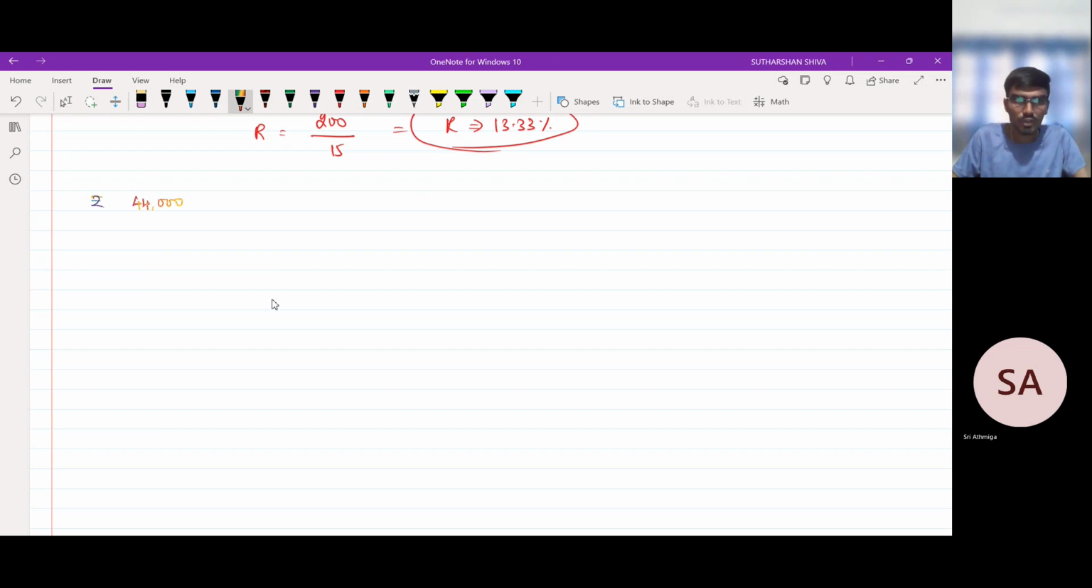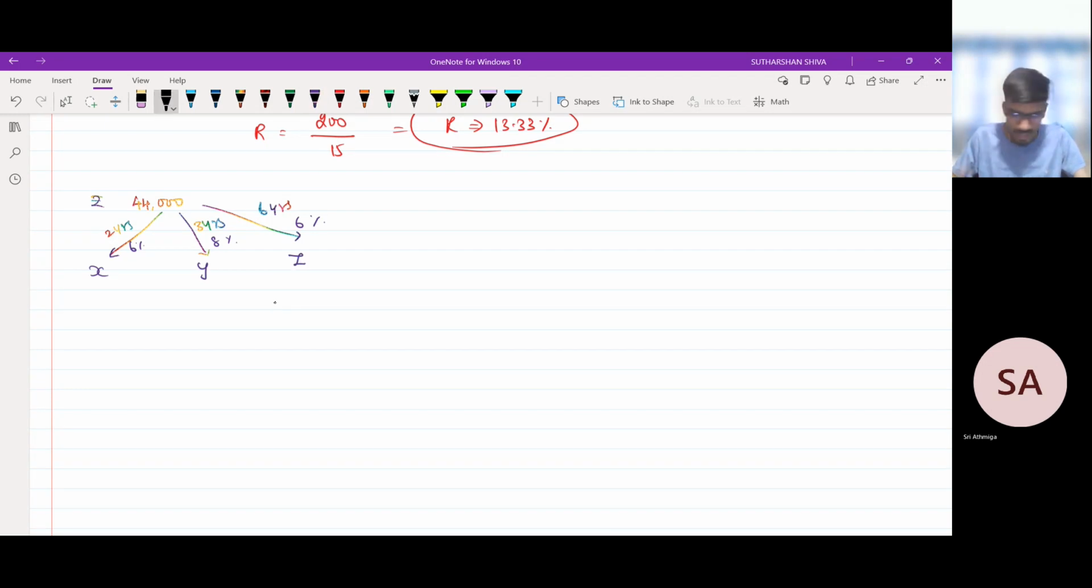Okay, this 44,000 has been given for 2 years for one person, 3 years for another, and 6 years for the next. The rates of interest given are 6%, 8%, and 6%. So I will take X, Y, and Z for the three principal amounts.